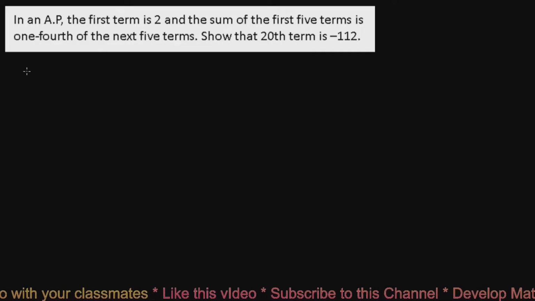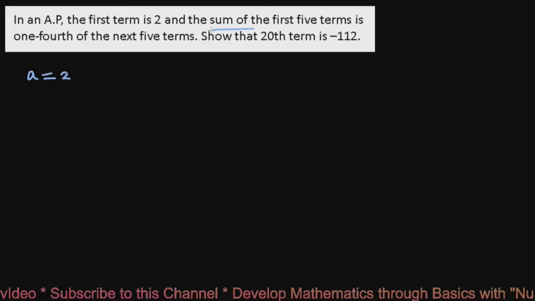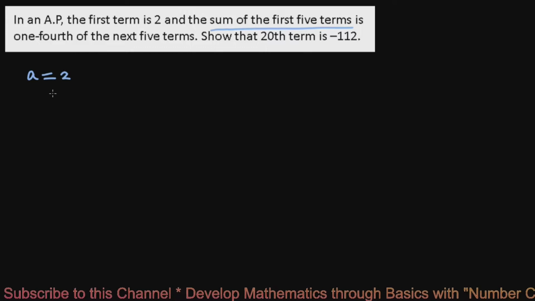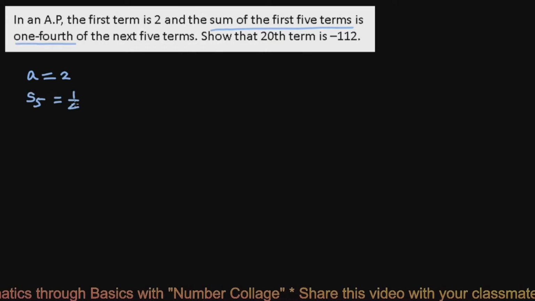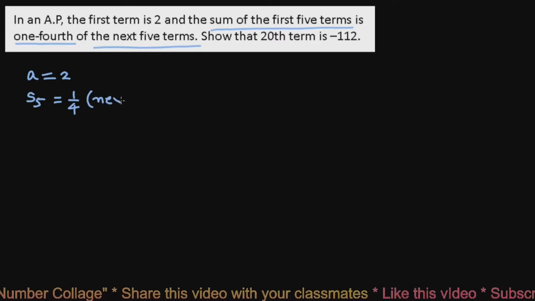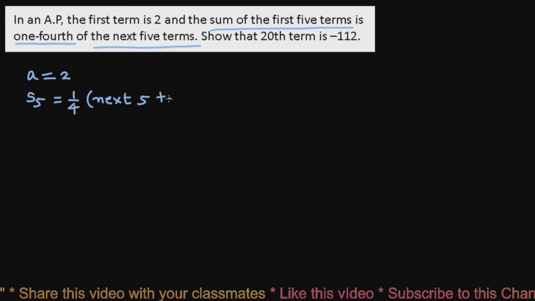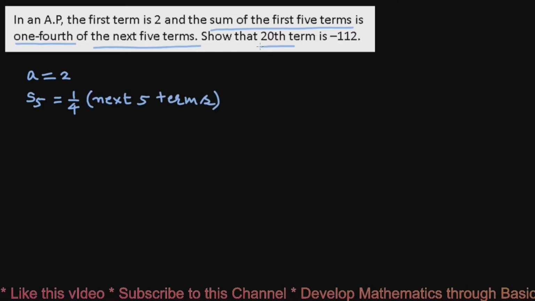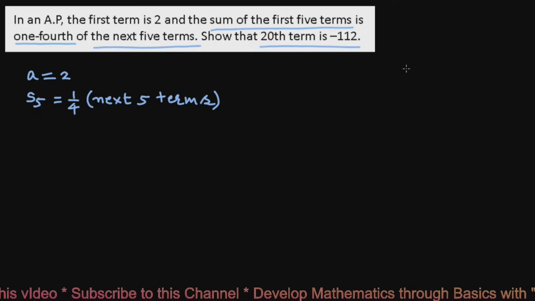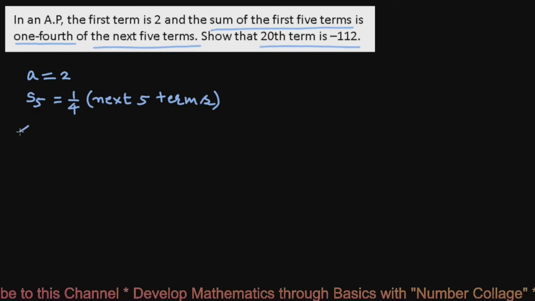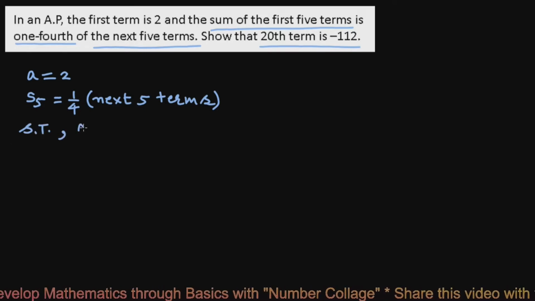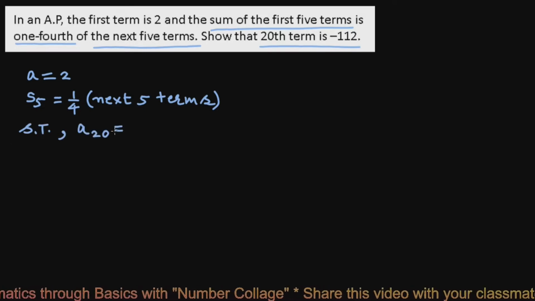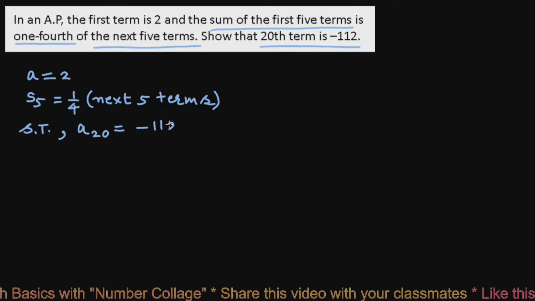The next problem is, in an AP, the first term is 2. So we are given a equals 2 and the sum of the first 5 terms, that is S5, equals 1/4 the sum of the next 5 terms. We have to show that the 20th term is minus 112. So we have to show that the 20th term, that is a20, is minus 112.